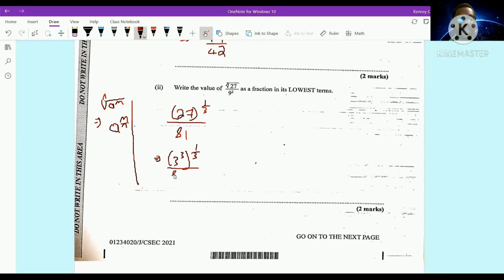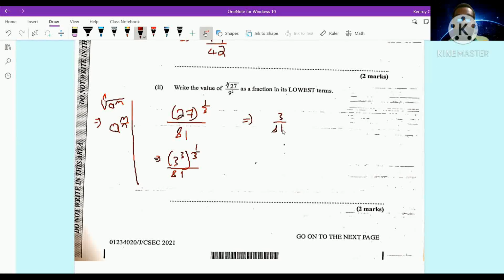All over 81. Now, the rule here for power: whenever you have a power raised to a power, it means that you multiply the two powers. So I'm going to have to multiply the 3 here, which is a power, by the power on the outside, which is 1/3. And of course, you know that 3/3 make a whole. So I'm just going to have 3 to the 1, which I don't need to write. Once a number is raised to a power 1, you just simply write the number. So we have 3 over 81.